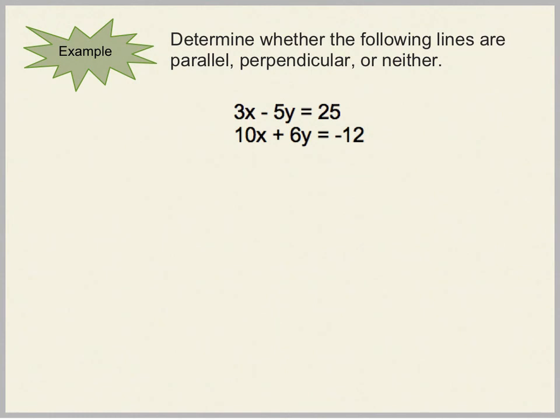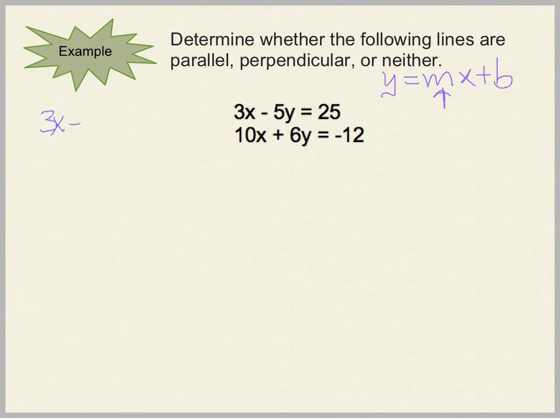So when asked to determine whether the following lines are parallel, perpendicular, or neither, I'm going to be finding the slope of each line. To do that, I'm going to put these lines into slope-intercept form, y equals mx plus b, so I can find that m, or that slope, more easily.